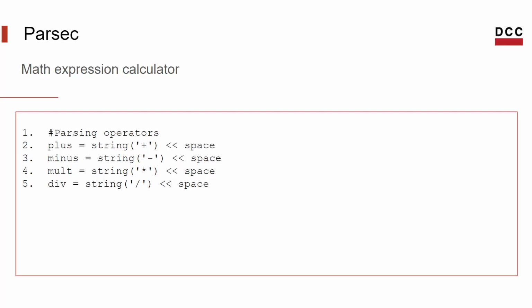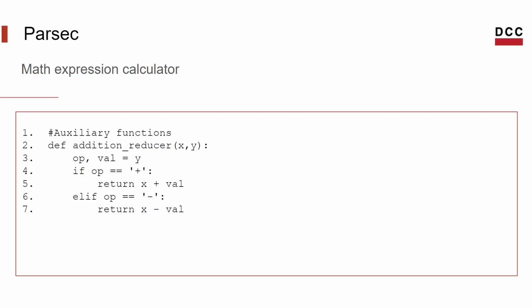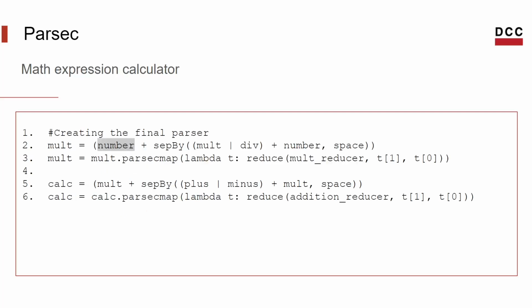To resolve the operations, we need to create auxiliary functions. So we need a function to resolve additions and subtractions, and a function to resolve multiplications and divisions. After that, we just need to combine these parsers. First, we need to parse a number, and after a number, we parse an operator and another number. And to do this, I'm using the function sepBy. sepBy parses a sequence of occurrences of a parser, ignoring the separator. So here I'm parsing an operator and a number, ignoring all the spaces between these characters.